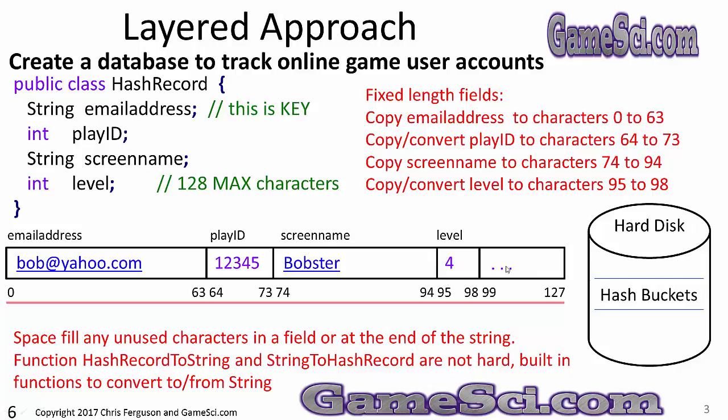Now, this isn't the whole record. There's some extra data here. It can be used any way you want. If there is no more data in the record, then this would be space filled. Space fill any unused character in a field or at the end of the string. Functions hash record to string and string to hash record are not hard. You have built-in functions to convert to and from strings. If I need to convert this to a string, I'll call a built-in function. If I want to convert this back to a number, I'll call a built-in function. All you got to do is take one hash record and write it out to an array of bytes.